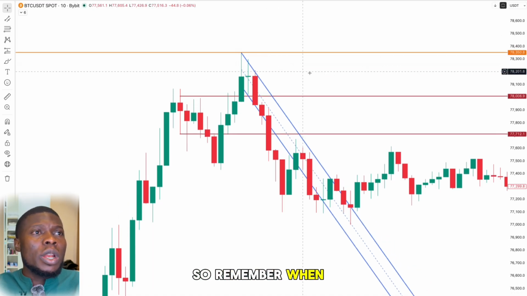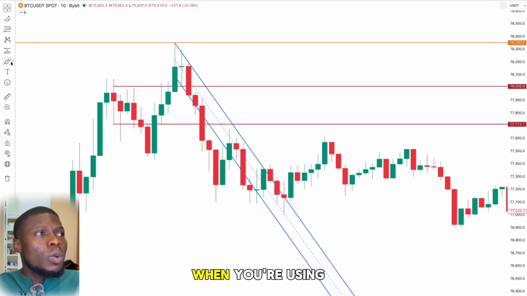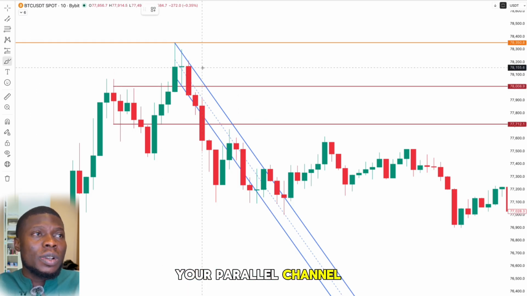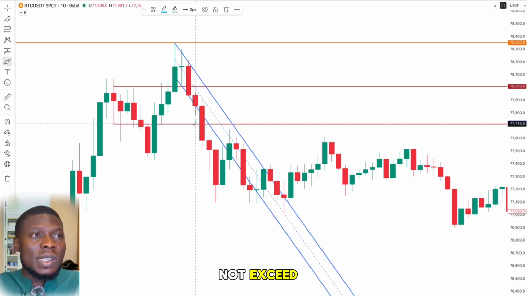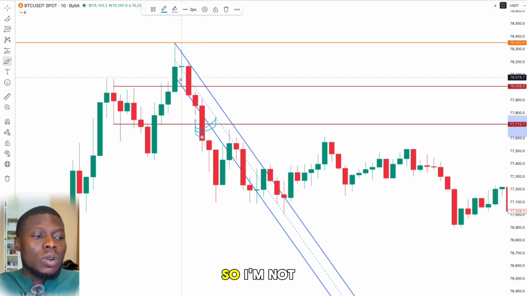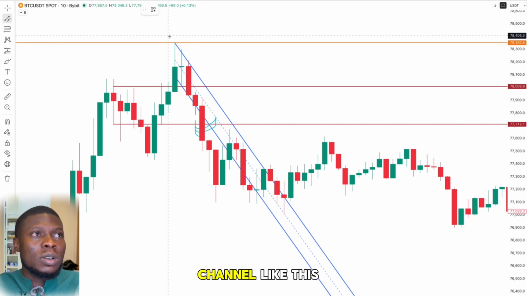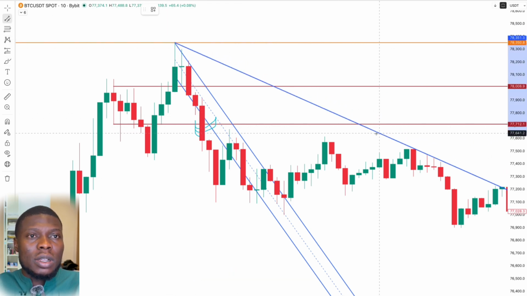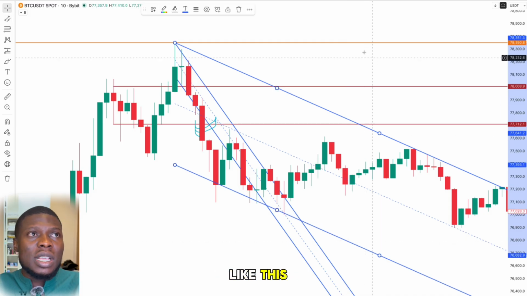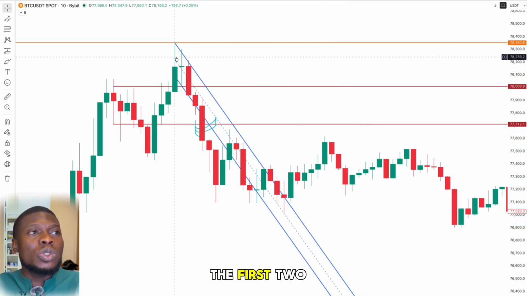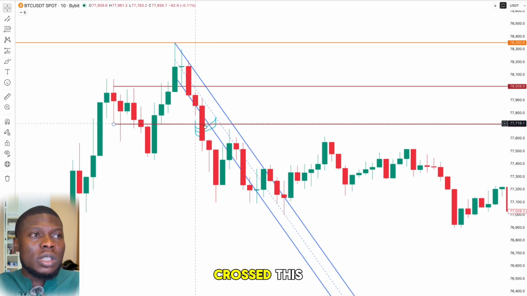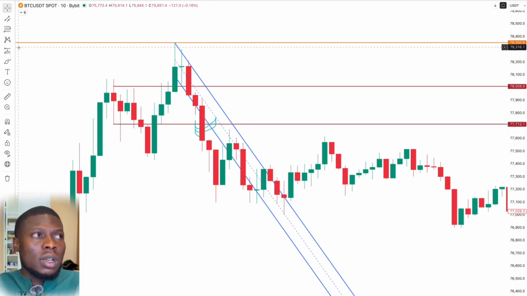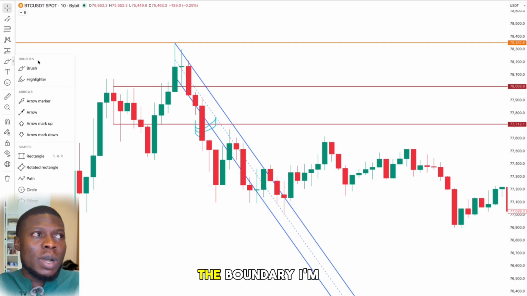So remember, when you're using your parallel channel, the first swing you are going to connect must not exceed this line. So I'm not using this parallel channel like this. Mind you, I'm not using it like this. I was using the first two swings before we crossed this downward boundary, because this is the boundary I'm working with.